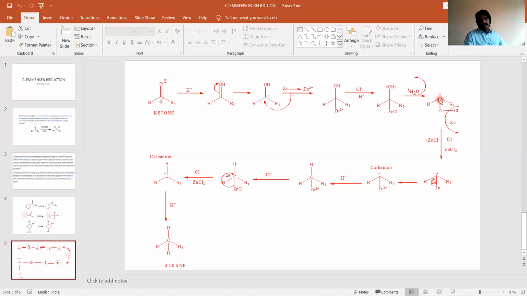Now this carbon is a plus charge carbon. Now what happened here? Here it is existing as Zn-Cl. A second molecule of Zn, fresh Zn, is coming into the picture, which can donate a pair of electrons. Now a heterolytic cleavage is happening in the Zn and Cl bond.